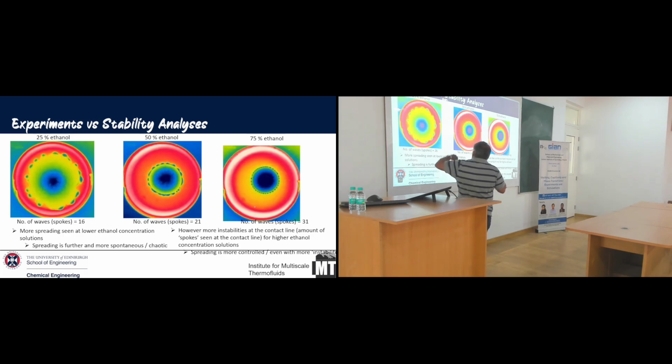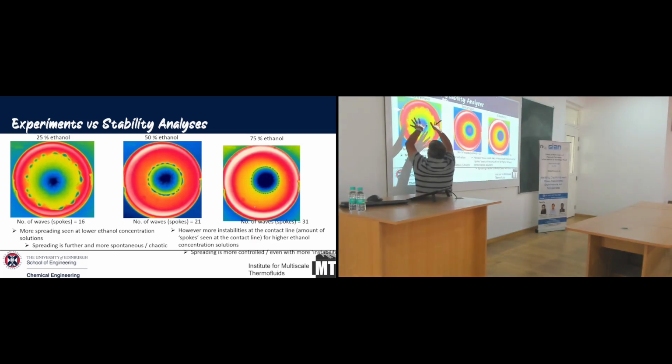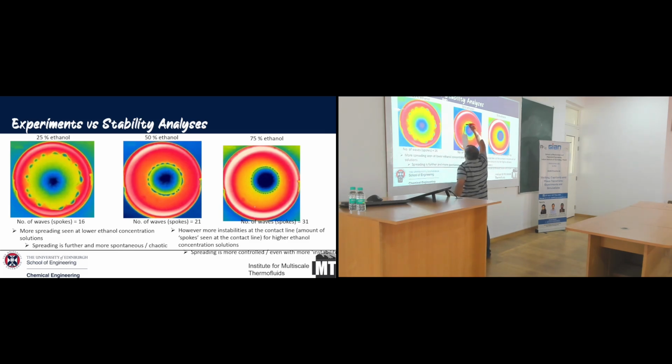And the spreading is also pretty chaotic. It's very difficult to see where the spokes merge. You know that they merge, but it's very difficult to actually see it properly. You can see that these rims that develop here, as the spokes develop, are because of a contact line instability. So the mechanism leading to this rim is slightly different. It is a combination of Rayleigh-Taylor and everything else, but the origin of these spokes is a solutal-Marangoni instability.